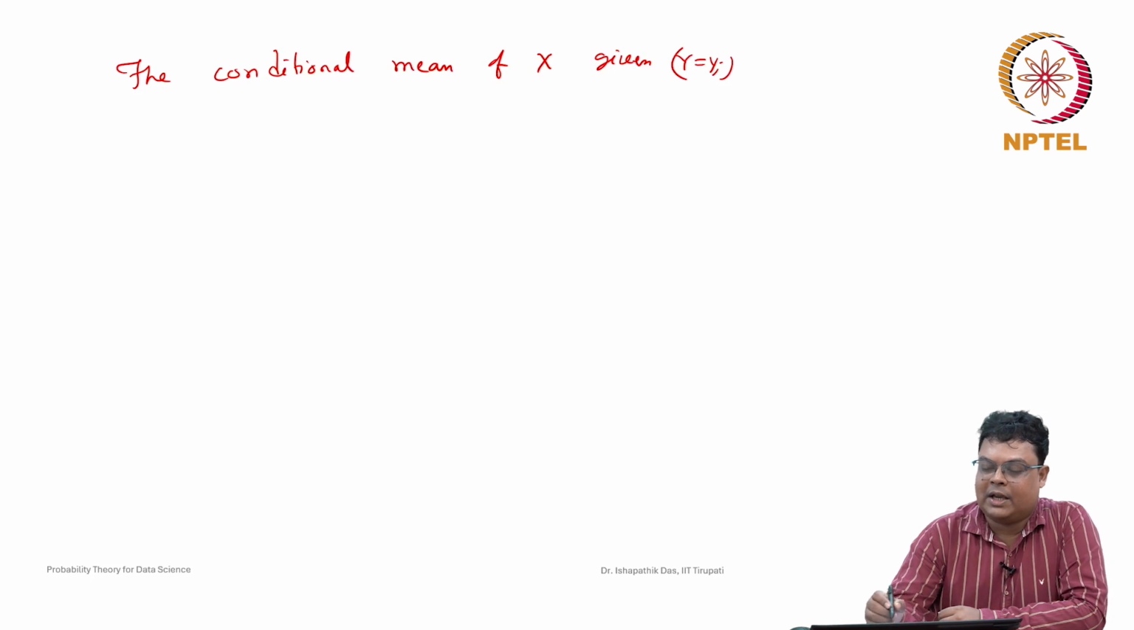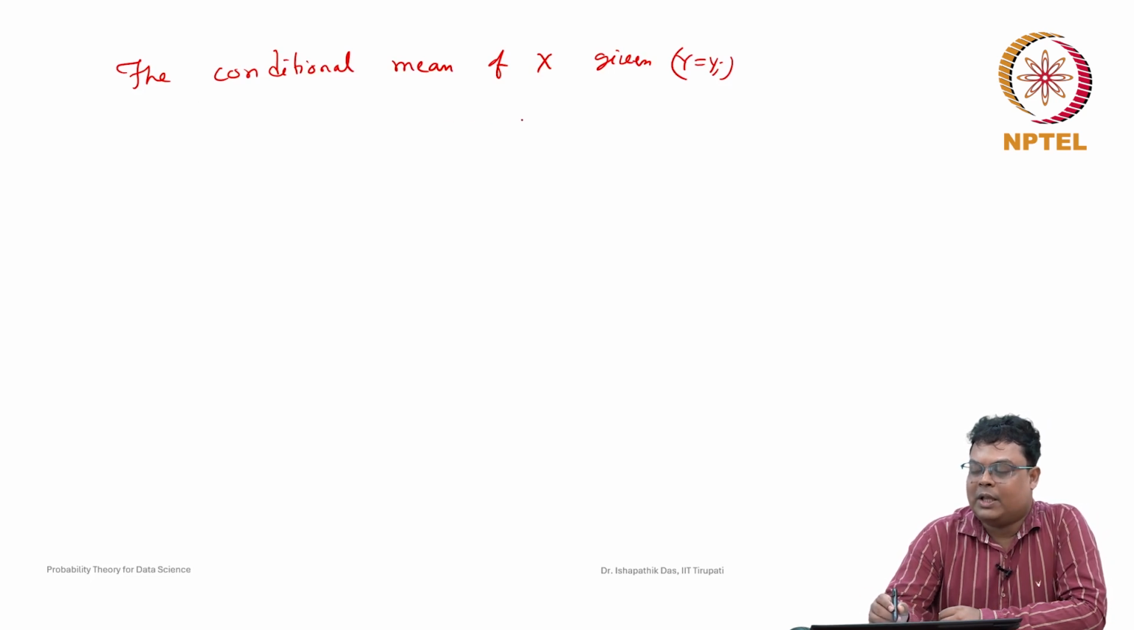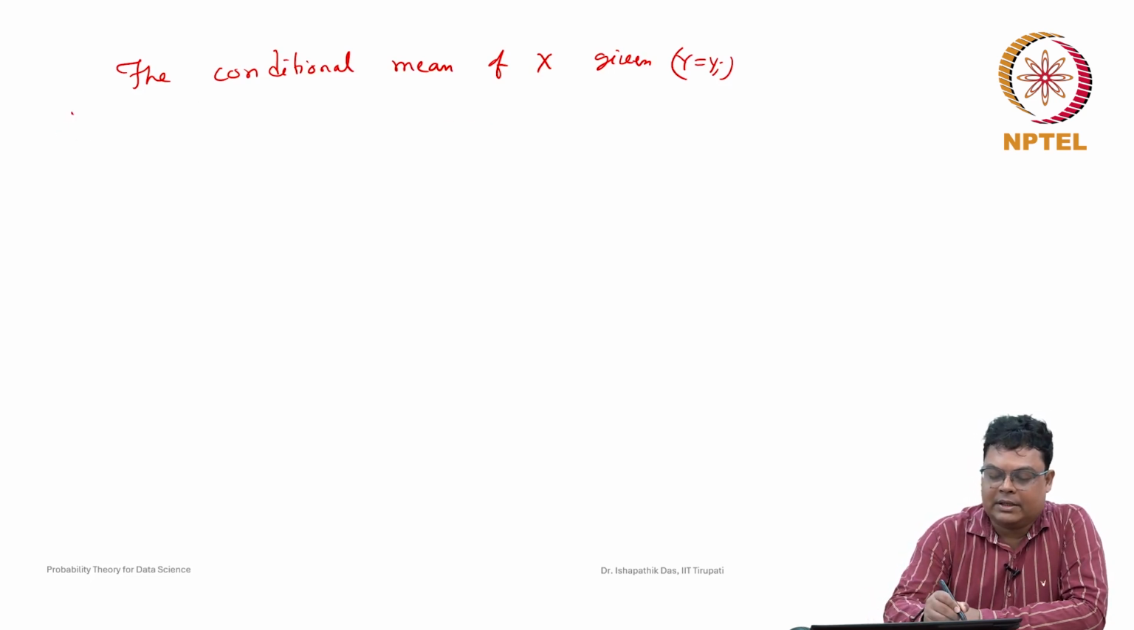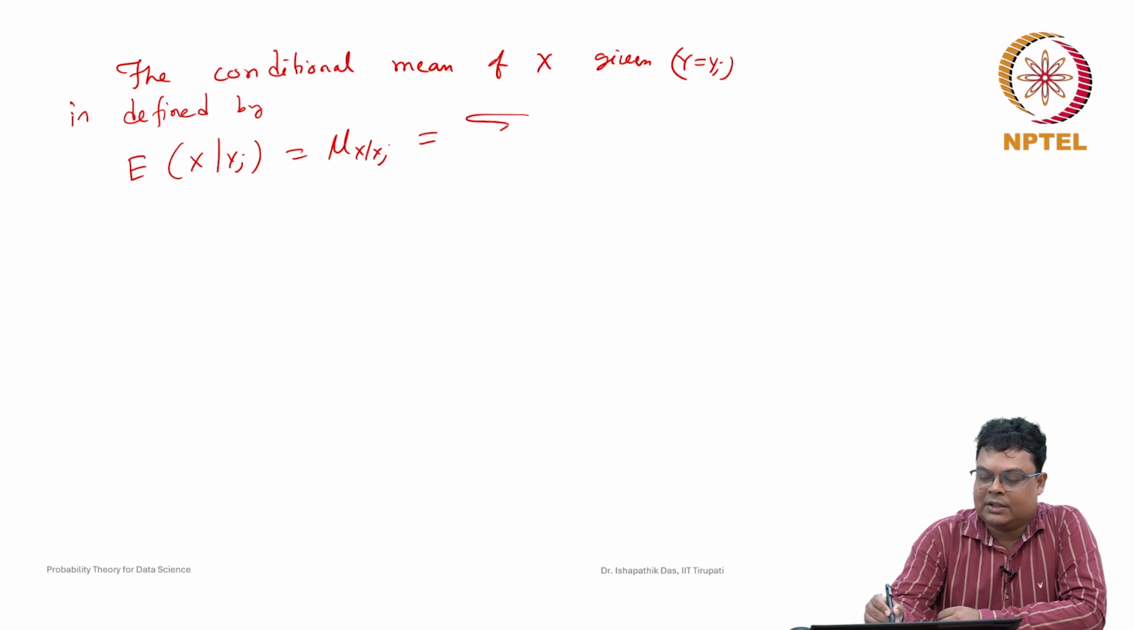So just I am writing again, the conditional mean of x given y equal to yj is defined by, it is nothing but the expected value of x given yj. So it is mu of x given yj. It is nothing but the summation over all the possible values of xi with respect to the conditional probability mass function, x given yj, xi given yj.